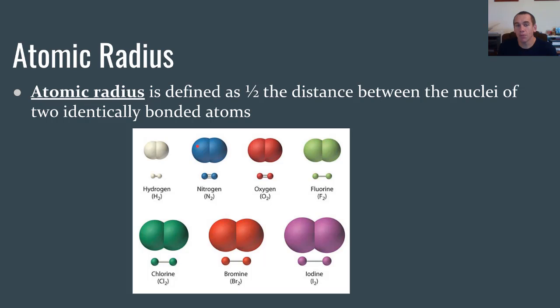Now, atomic radius is hard to actually measure because the atom is fuzzy, right? We have the Heisenberg uncertainty principle that tells us we can't know both the momentum and position of an electron. The orbitals are probabilities, right? That's regions of space where electrons are likely to be found. So the actual edge of an atom is hard to define. So instead, what we do is we define it as half the distance between the nuclei of two identically bonded atoms. So half the distance between these two nuclei.